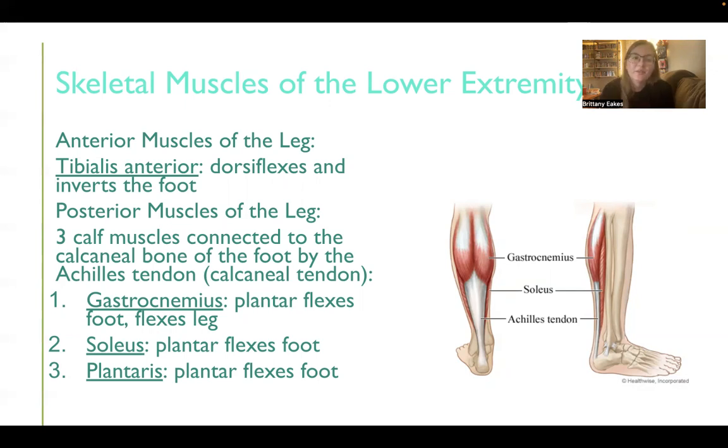And we have the posterior muscles of the leg. We have 3 calf muscles connected to the calcaneal bone of the foot by the Achilles tendon, also known as the calcaneal tendon. And this includes the gastrocnemius. So make sure you don't confuse yourself. Usually if we see gastro, we're like, oh, gastric, towards the stomach. No, this is one of your calf muscles. And then we have the soleus and the plantaris. So these will plantar flex the foot. And those are the muscles that you need to know for this lesson.